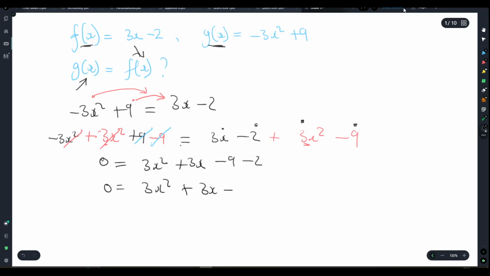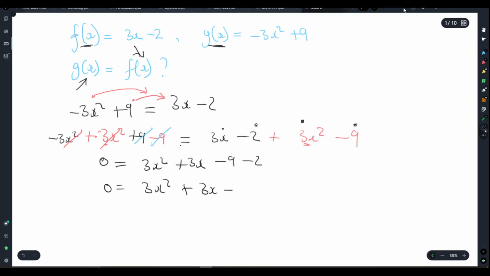Remember that our standard equation for quadratic functions is in the form ax squared plus bx plus c is equal to 0. Now a is the one that has the squared, b is the one that has just x, and c is just a constant, it's alone, and of course the 0 is here. So we are in the standard form.